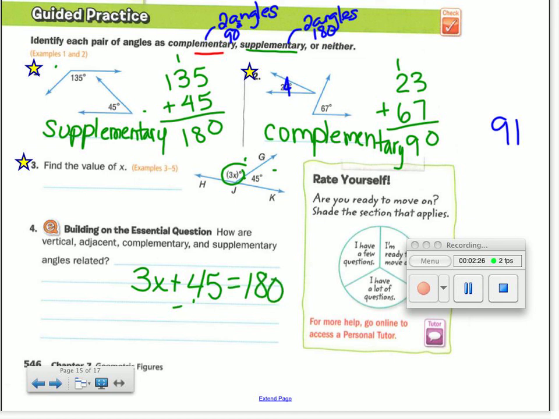We are going to subtract the 45 from both sides, and end up with 3x equals, and what would you end up with there? 135. Yep, so 135. Then how do I solve for x now? Divide by 3. Divide by 3. Next time raise your hand, but yes, 45. X equals 45.